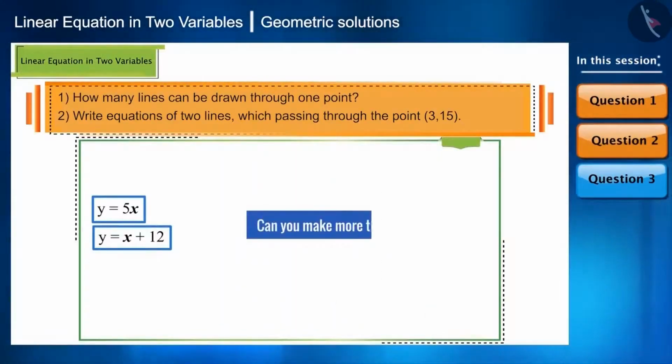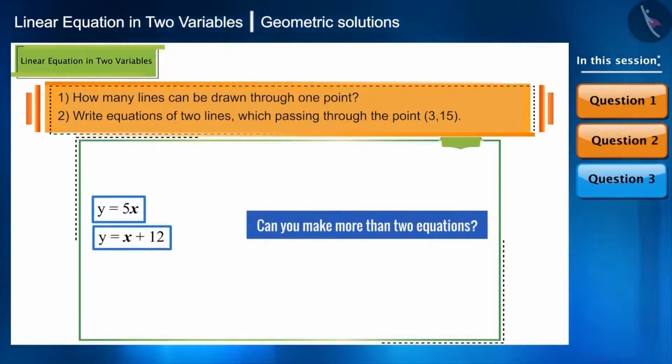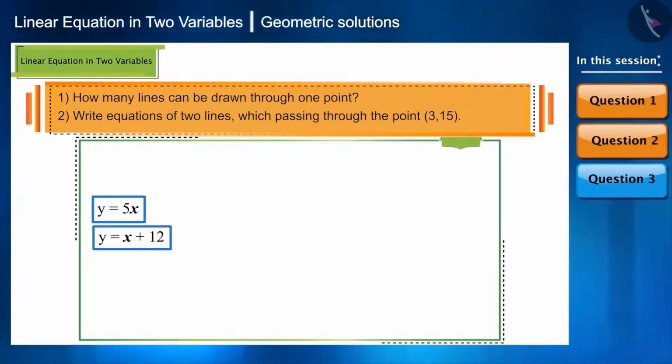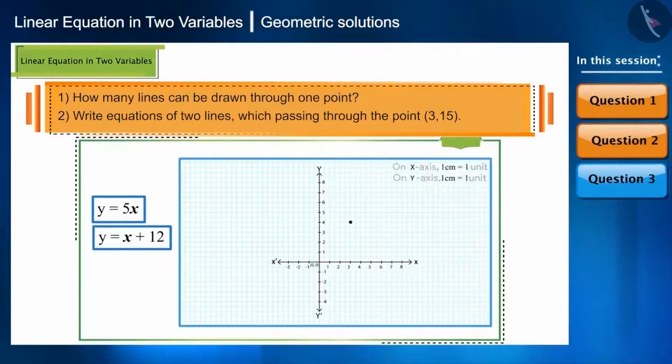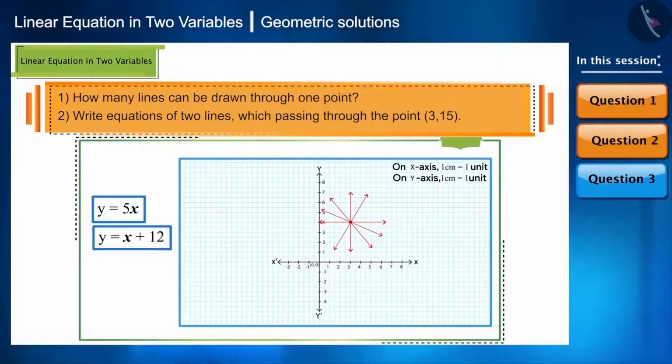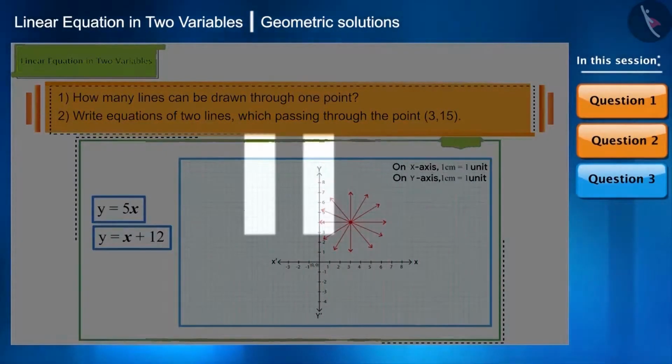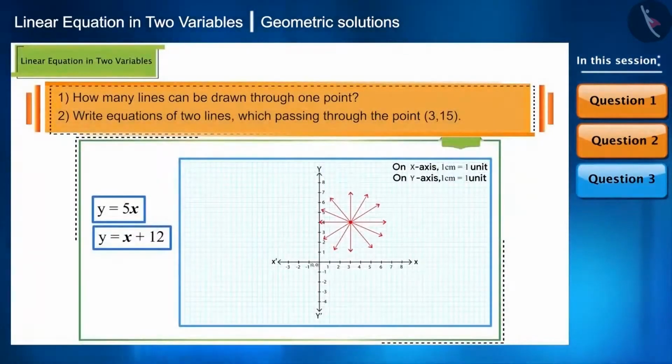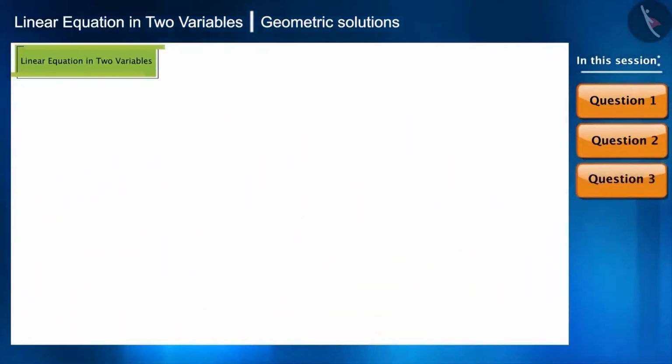Friends, can you make more than 2 equations? Can we establish any other relation between them? As we just saw, an infinite number of lines can be drawn from a single point. Similarly, there can also be infinite relations between them. You can try to create more equations after pausing this video. Friends, let's move ahead and look at the next question of this session.